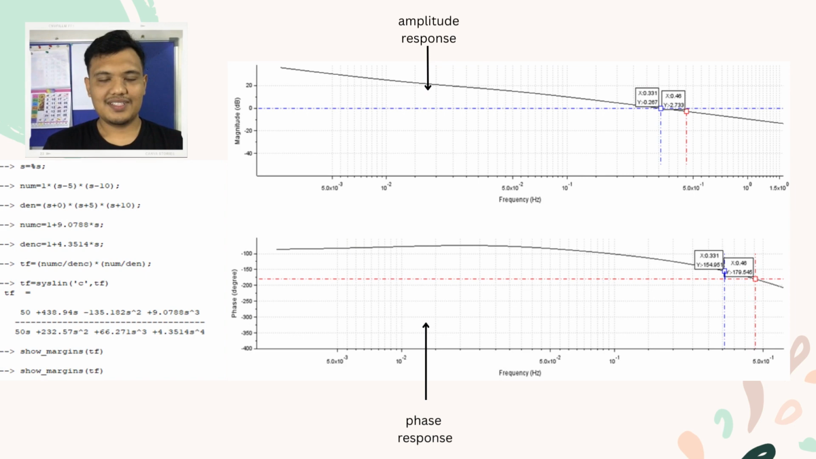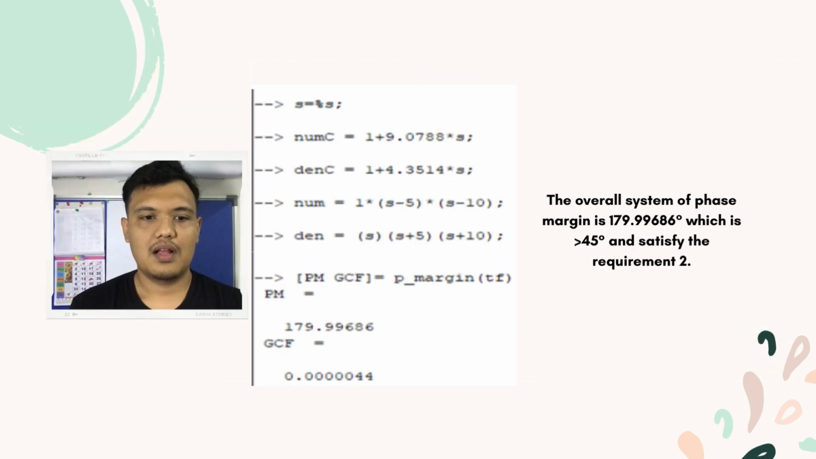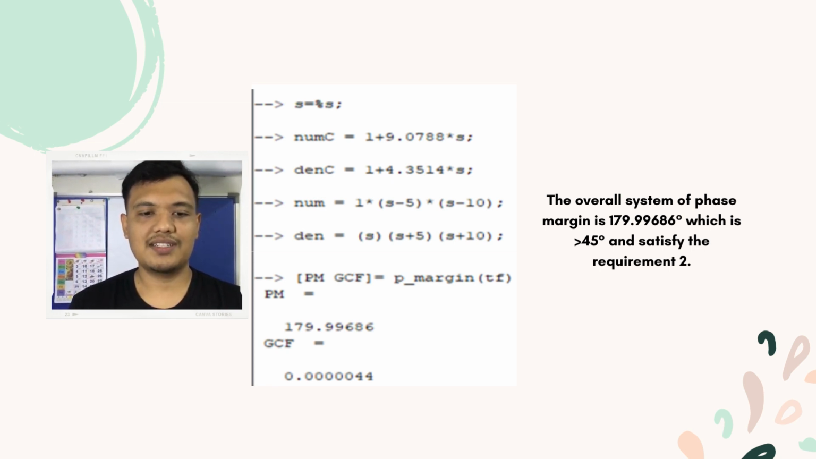After getting the new general solution, put the new equation into the code to produce the new amplitude response and phase response. We can see the result of the amplitude response in the first graph and the phase response in the second graph. The next step is to make sure the new phase margin is better than 45 degrees, and the result displayed in Scilab is 179.99686 degrees, which is more than 45 degrees. Thus, it satisfies the requirement too.